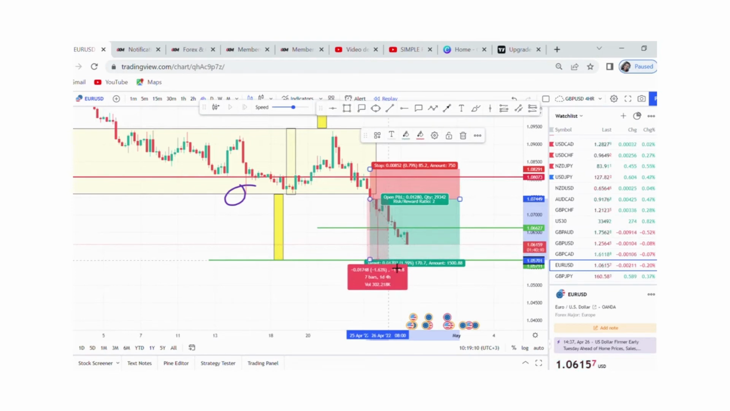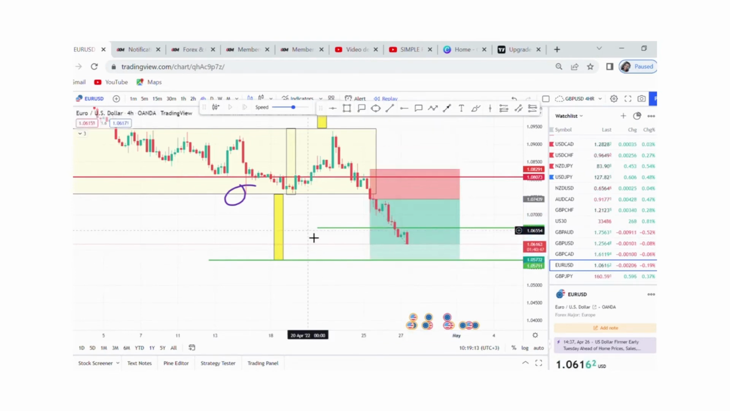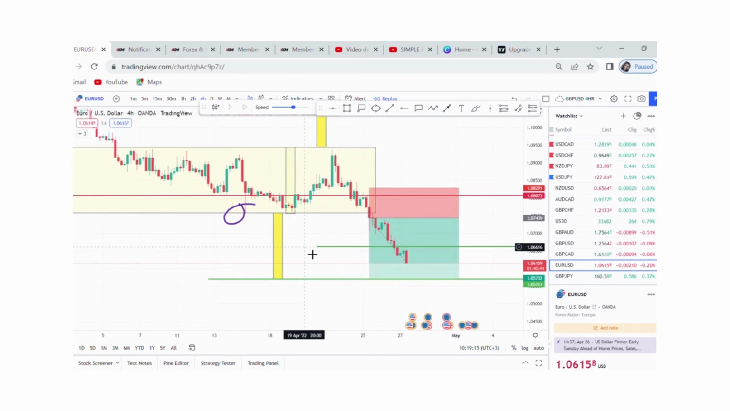Guys, I hope this was very, very helpful. I hope you have understood the whole concept. So if you want to do this strategy, kindly follow the rules. You need to wait for the break. Immediately the market breaks, get in without any fear.